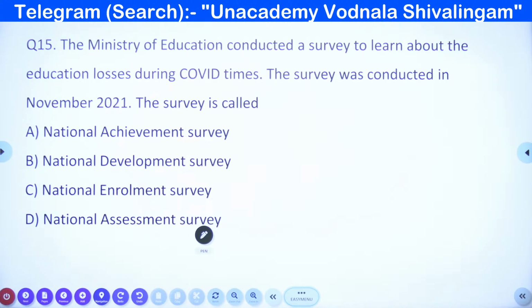Before starting the inquiry, they will get an update about it. That's the benefit of this mission.